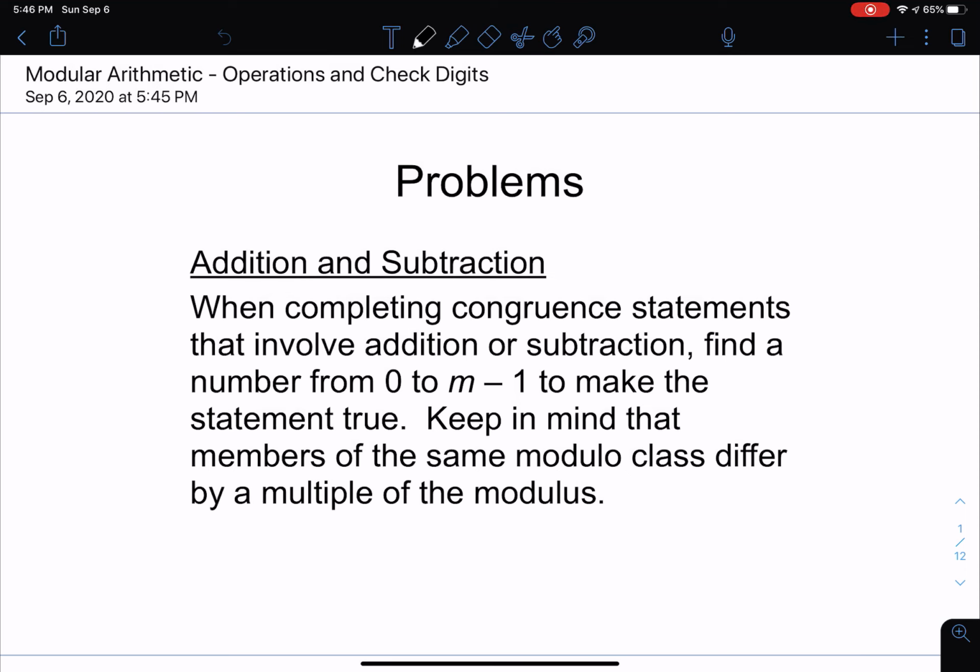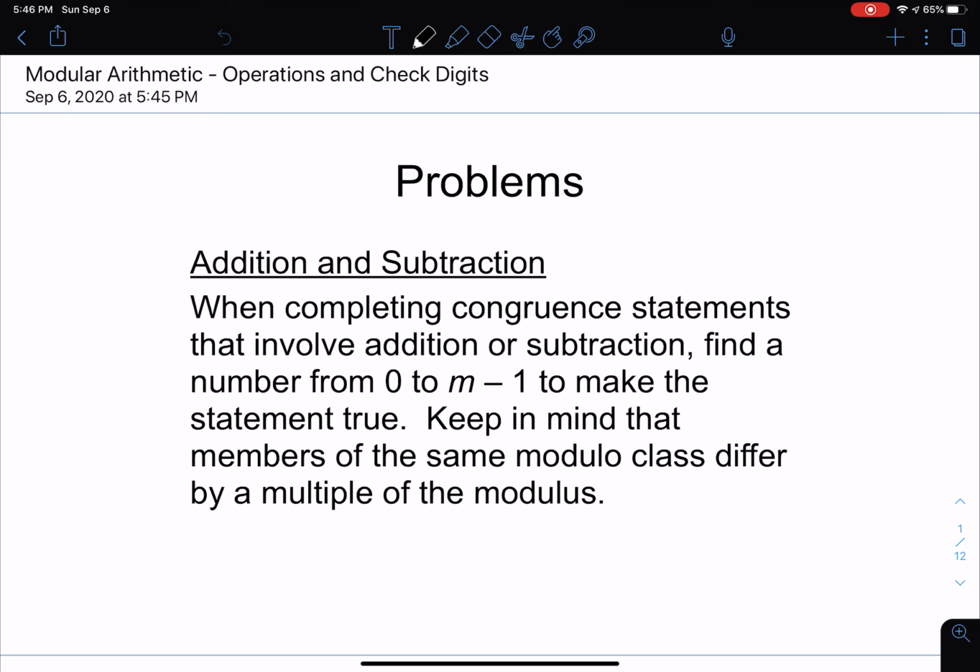Hello, welcome back to our modular arithmetic section. In the last video, I introduced the concept of congruence, and we went through figuring out problems, what it meant to be congruent to, and how to fill in the missing pieces in problems with congruence.